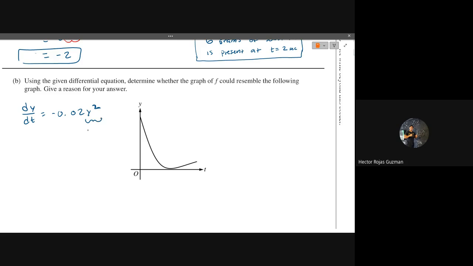This part is always positive. But we're going to take that and multiply it by a negative. So, no. This graph cannot resemble f.